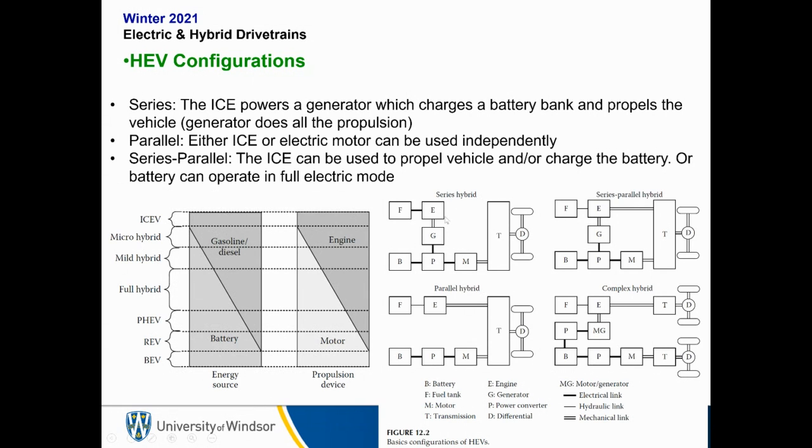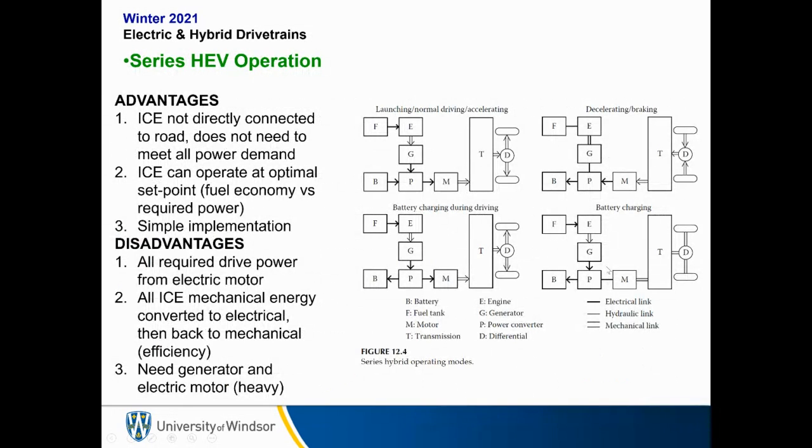So here are 4 different potential layouts for series hybrid, parallel hybrid, series parallel hybrid, and then some type of complex hybrid. Now, we're not going to talk about the complex hybrid as much, and now we're going to look at these 3 individual ones, the series, parallel and series parallel hybrid, in a bit more detail. So let's look at the series. I'm going to let you go through these diagrams by yourself, but it goes through launching or driving, accelerating, decelerating, battery charging during driving, and then just battery charging.